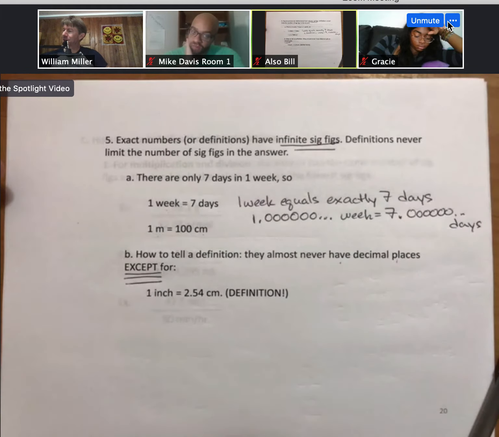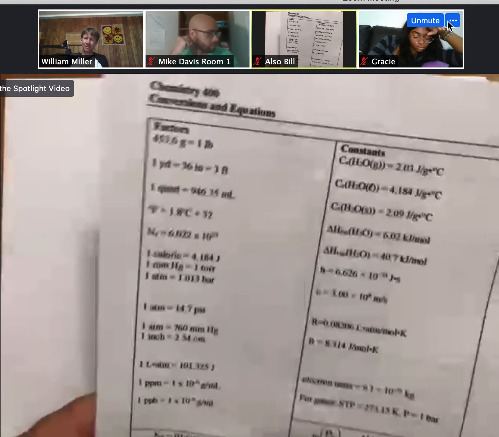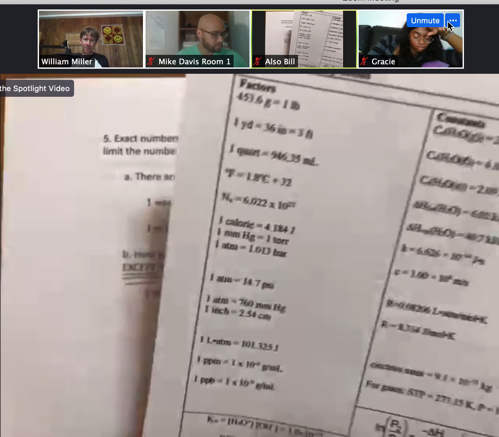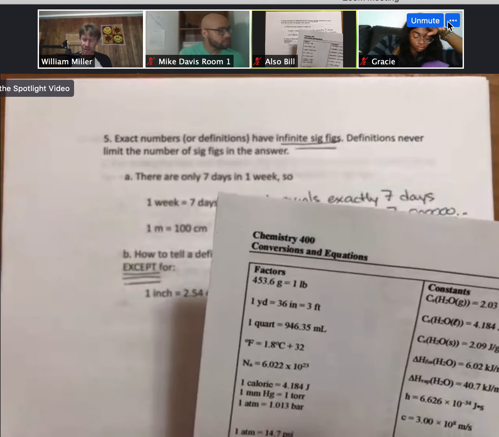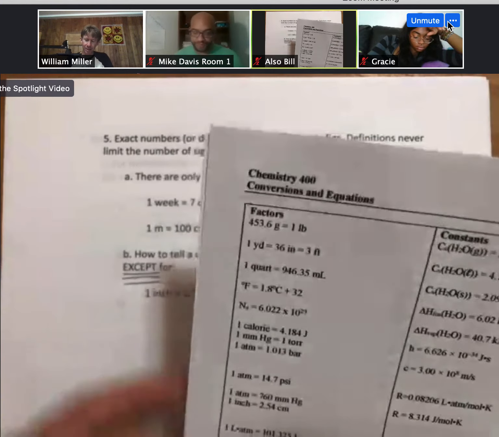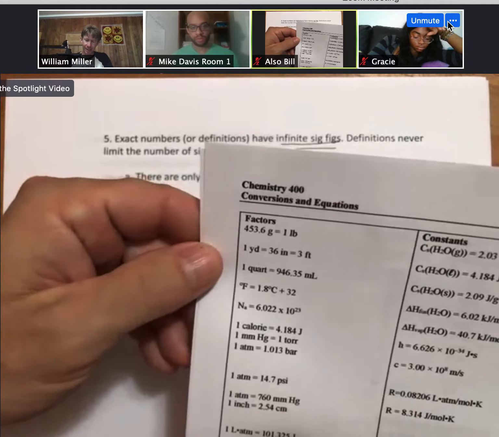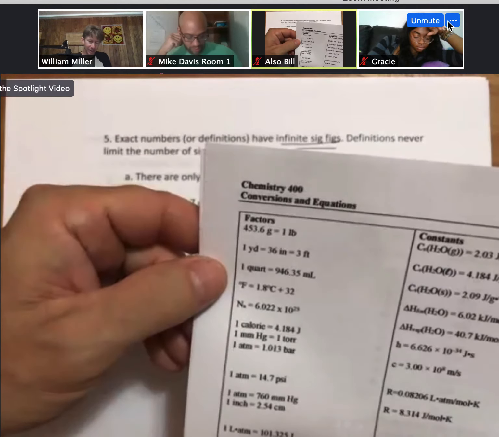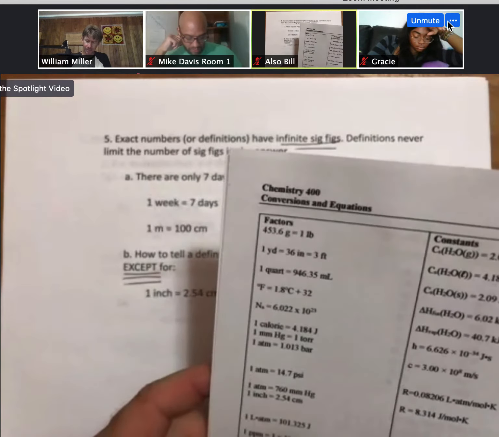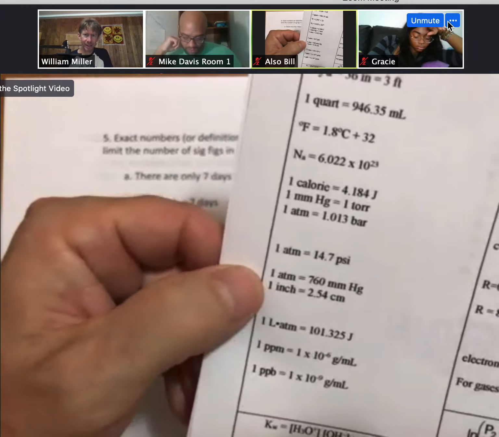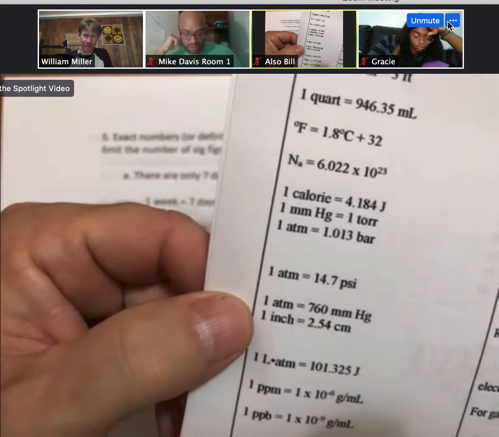Now, I asked you to print them out. It's okay if you didn't. But if you go to the syllabus and schedule section, you'll see something called the conversions and equations sheets. And look, right here, 1 quart equals a number of milliliters. Oh, there it is. 1 inch equals 2.54 centimeters.